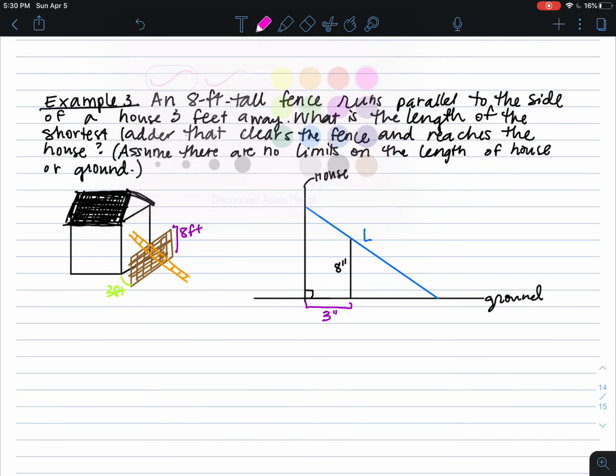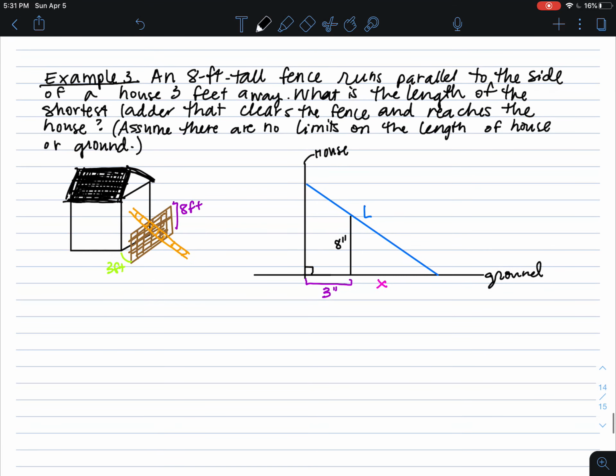So I want to label another point on here that we don't know, and that's how far away from the fence we need the end of the ladder to be. Our goal is to use the shortest ladder we can possibly use to do this, and we are going to use trigonometry to solve this. So from trig, we have the Pythagorean theorem.